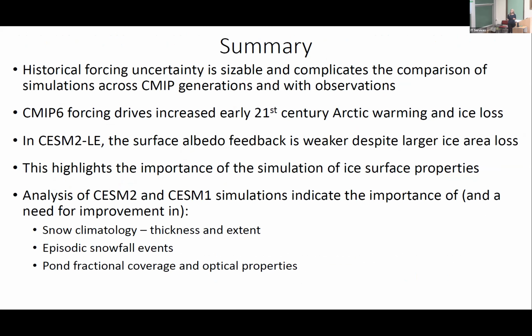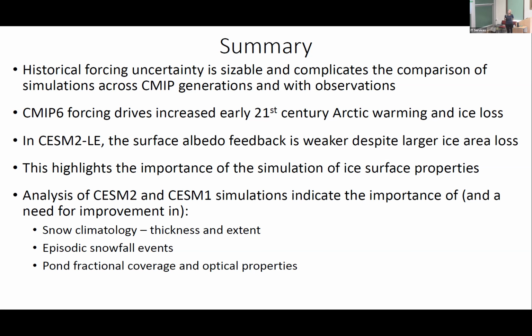Okay, so to summarize, historical forcing uncertainty is sizable. It's something that we have to consider when we're looking across CMIP generations, so looking at different generations from the Coupled Model Intercomparison Project, because we apply different historical forcings across those. It's also something that we have to consider when we're comparing to observations. CMIP6 forcing, at least within the CESM2 model, drives increased early 21st century Arctic warming and also increased Arctic sea ice loss relative to the CMIP5 forcing.